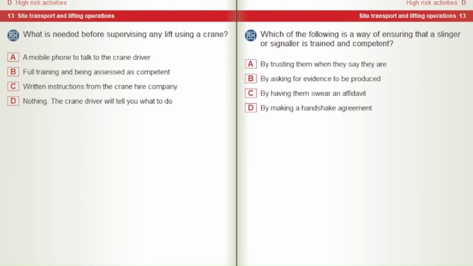What is needed before supervising any lift using a crane? A mobile phone to talk to the crane driver. Full training and being assessed as competent. Written instructions from the crane hire company. Nothing. The crane driver will tell you what to do.